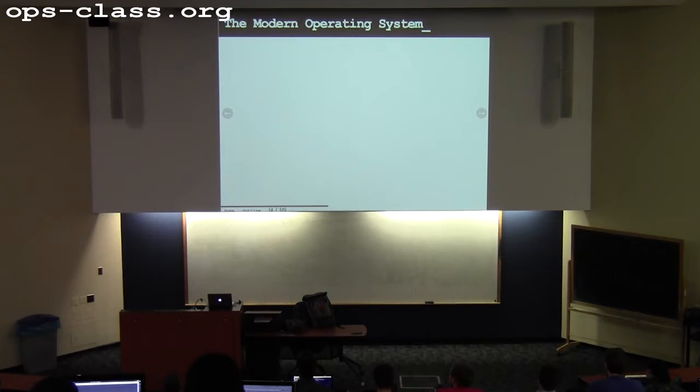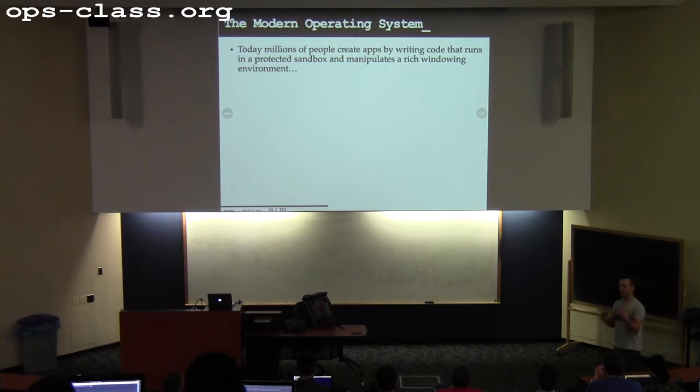All right, so we've talked about virtualization this week, and I thought this paper would be a fun thing to look at to bring us full circle. We've been talking about operating systems and operating system concepts, and yet in the decades since operating systems were designed and implemented and distributed, the world has changed quite a bit. Today, millions of people create apps that run in a sandboxed environment and manipulate a rich windowing interface in order to communicate with users. But those aren't native apps. What are they?